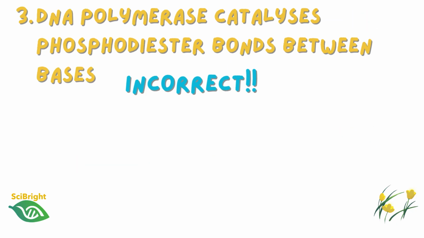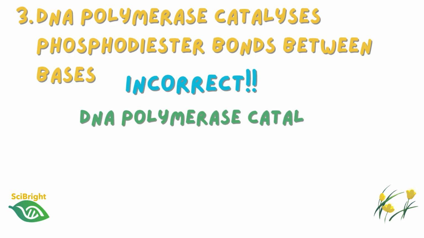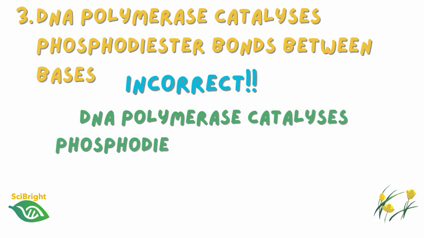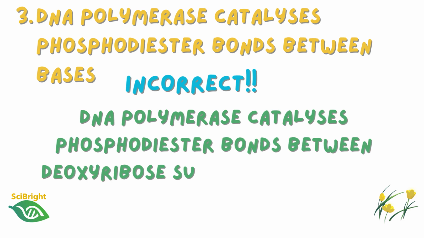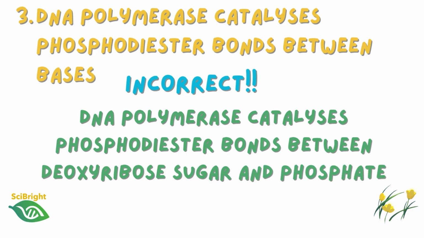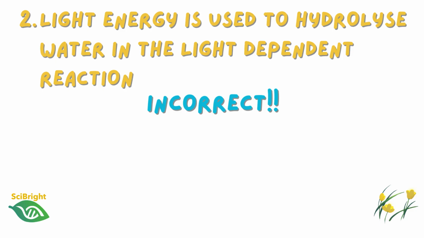So on to our top 3 errors, and number 3 is a miswording of the function of the enzyme DNA polymerase. DNA polymerase catalyses phosphodiester bonds between the sugar and the phosphate of DNA nucleotides during semi-conservative replication. The phosphodiester bonds are not formed between the bases.